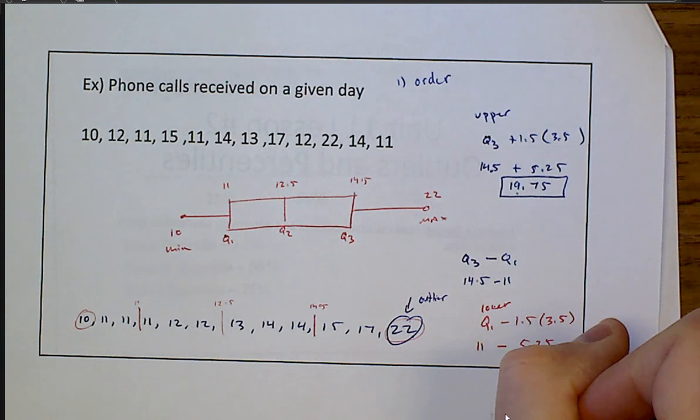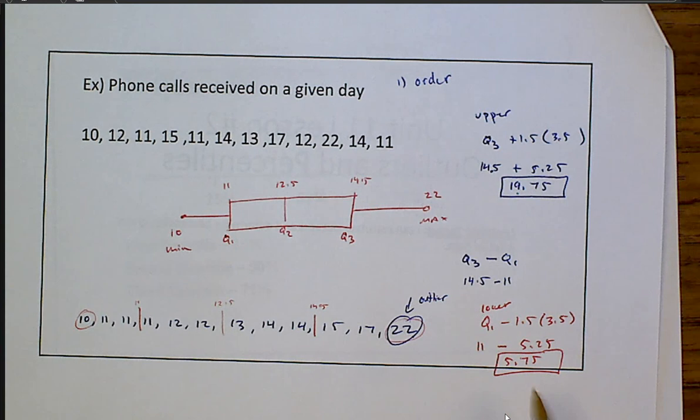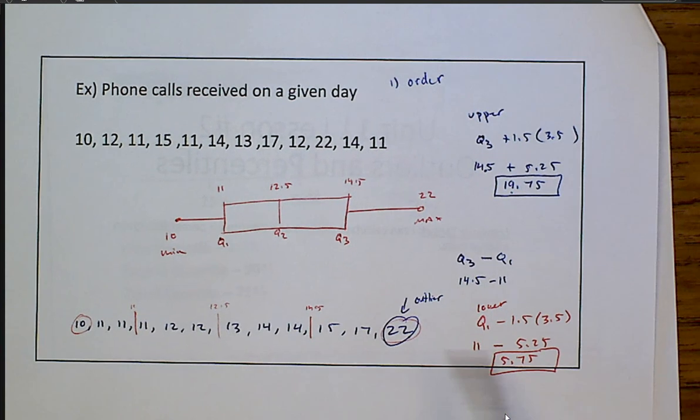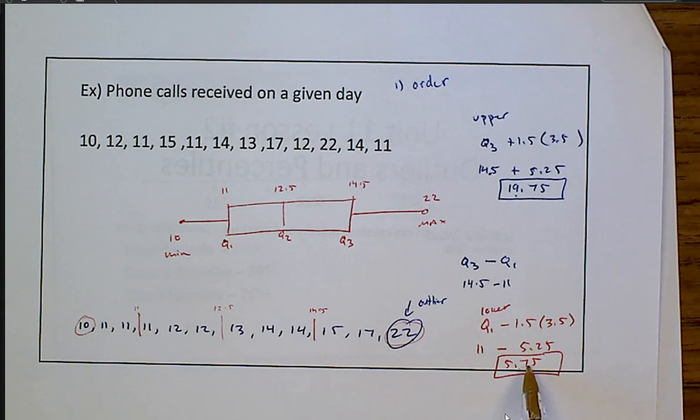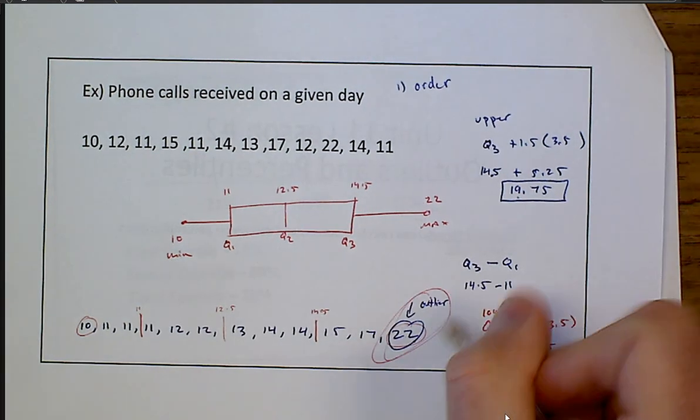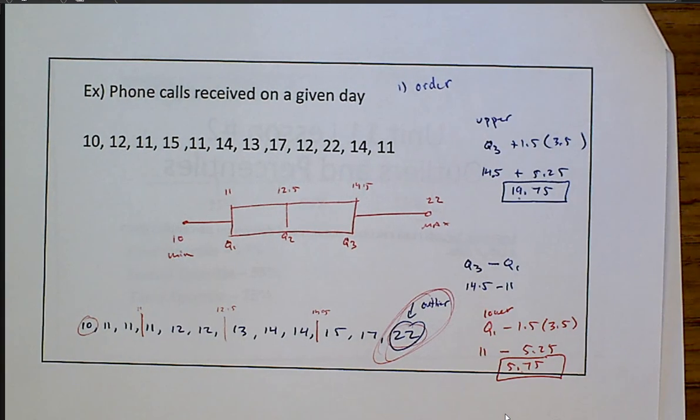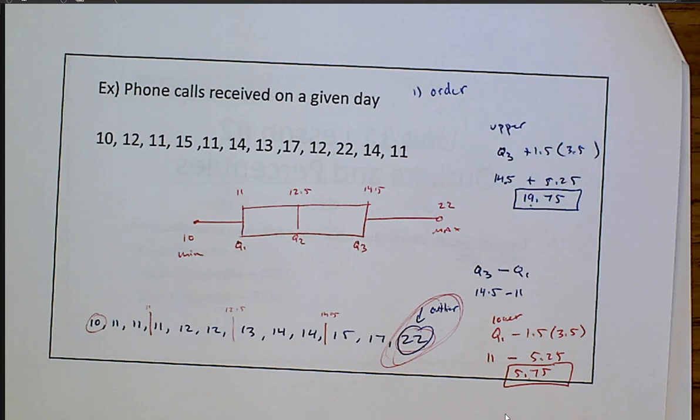5.75. Now, we would have to have a number in our data that is lower than 5.75 to be considered an outlier. Obviously, we don't. 10 is bigger than this, and so 10 is not an outlier. The only outlier we have in this problem would be 22. Okay? So that is how you calculate outliers for given data.